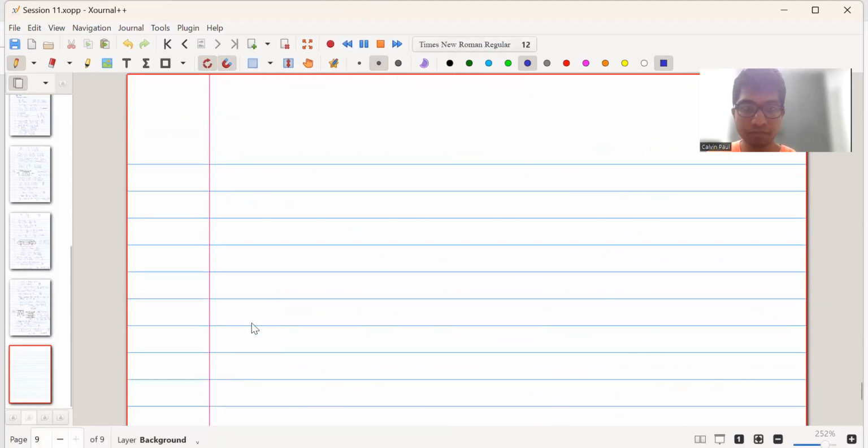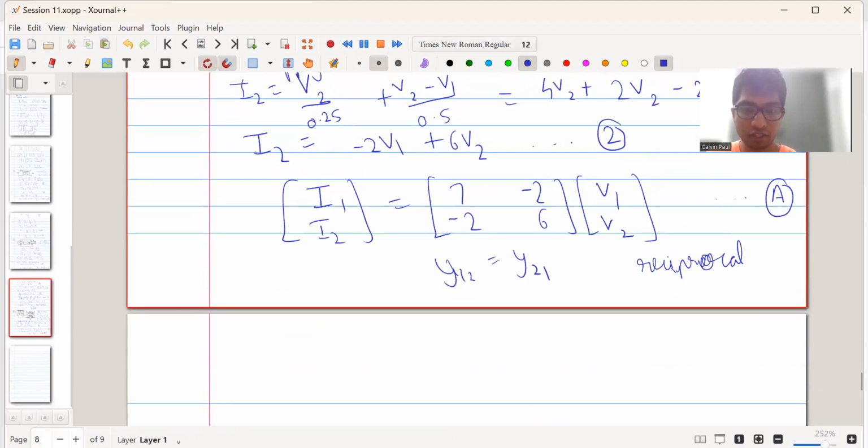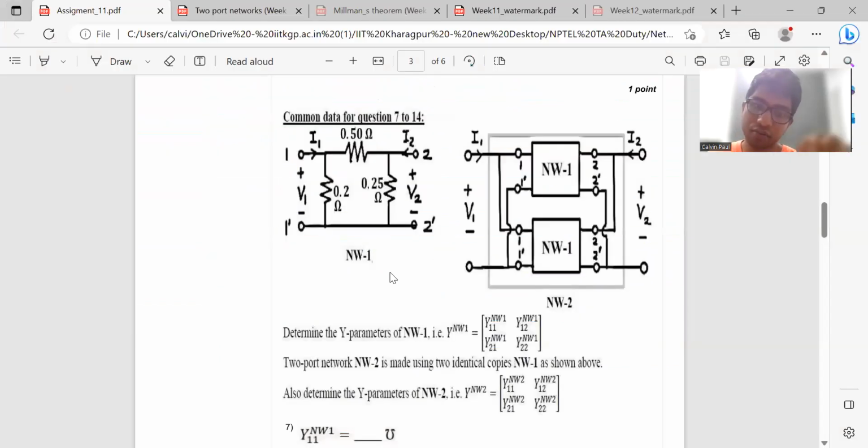Now, the first part of the question is that they have told us to determine the Y parameters of network 1. Y of network 1 is Y11, Y12, Y21, Y22 of network 1, which we have found. We have determined the Y matrix for network 1. Now, two-port network, network 2.